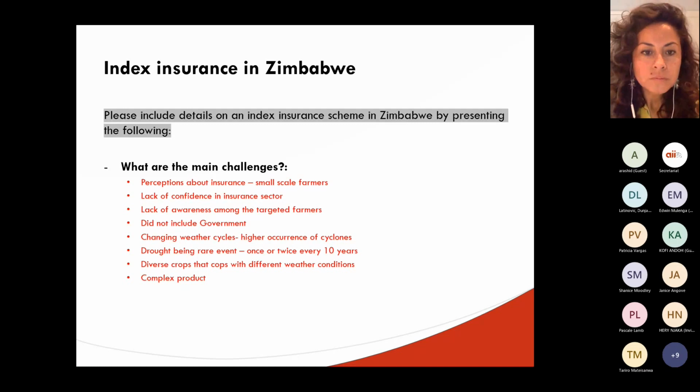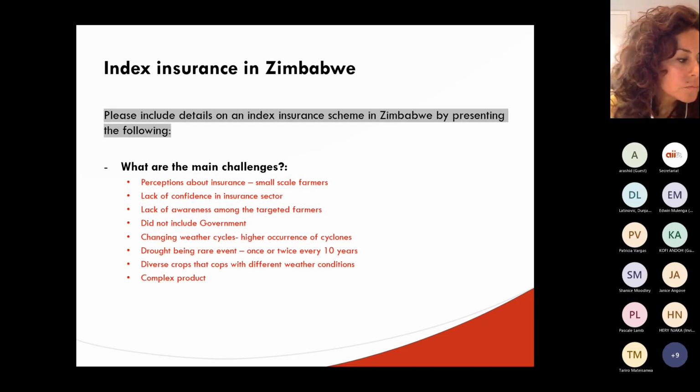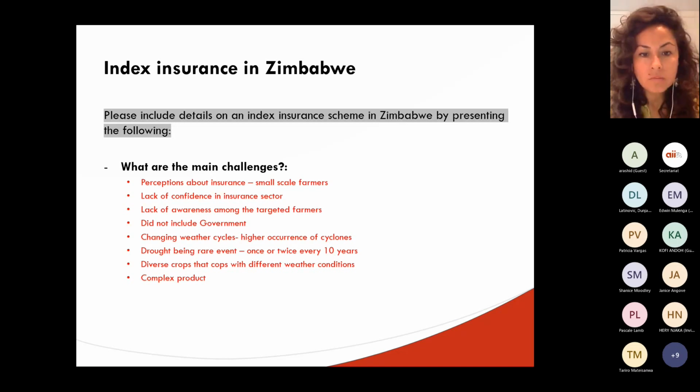And also issues around diverse crops, with different weather needs. For example, some crops thrive better in low-rain periods, and some thrive better in excessive-rain periods. So farmers would decide that this year is projected to be a drought period, so I need to plant sorghum instead of maize or something like that.